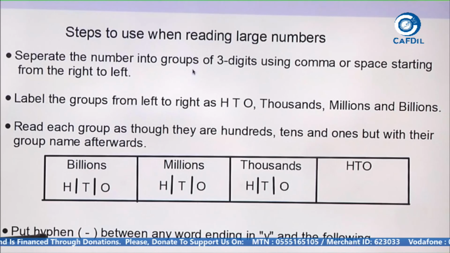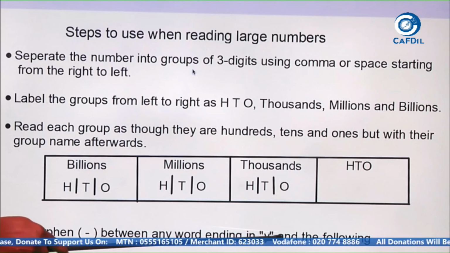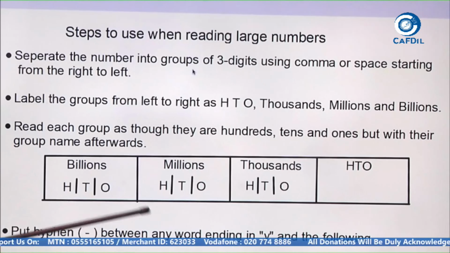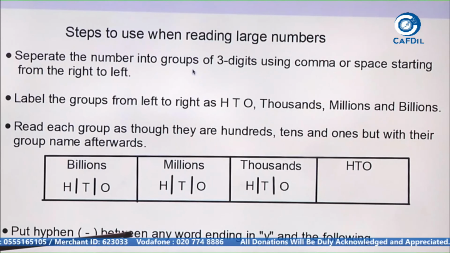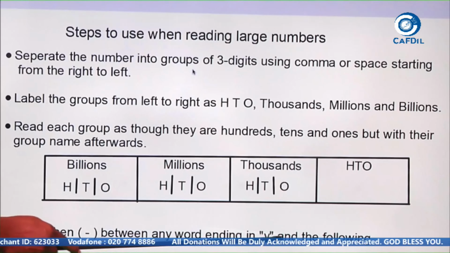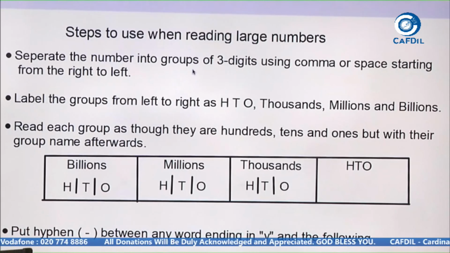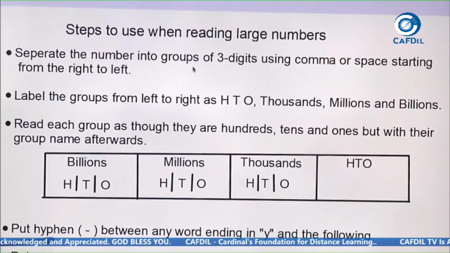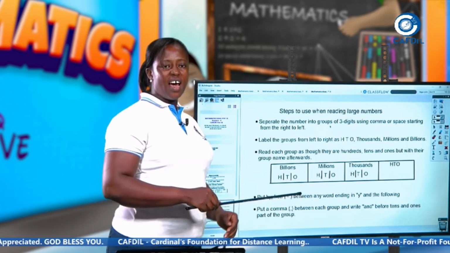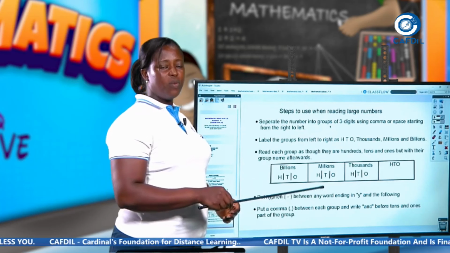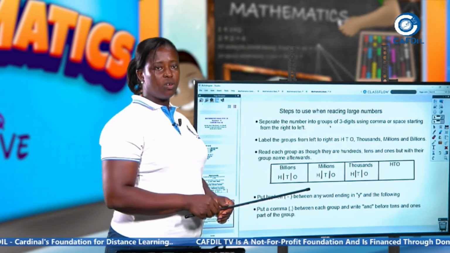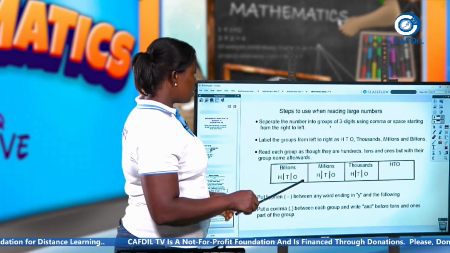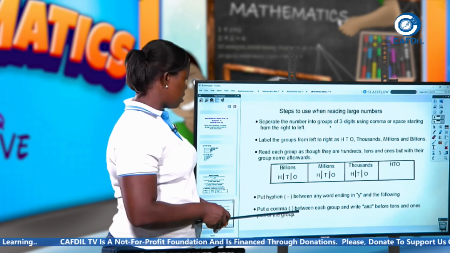The next one, put a hyphen between any word ending in Y and the following one. So when we are writing 53, we know that 50 ends with Y. So before we write the 3, you put a hyphen between 50 and the 3. You put the hyphen before you write your 3.